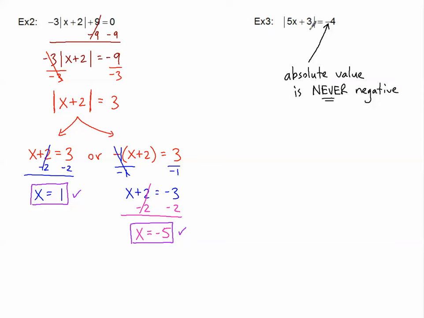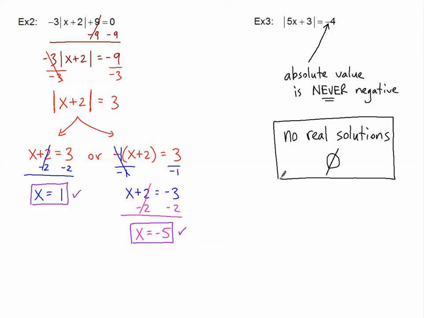So if you have an absolute value set of bars and that's equal to a negative number, you know that there will be no real solutions. There are no answers. Some people just simply put the null set symbol, and that's the fastest way to write that. You could write the words no real solutions, or you could write the null set symbol. There are no numbers that would work for this equation. So that's a pretty easy one.